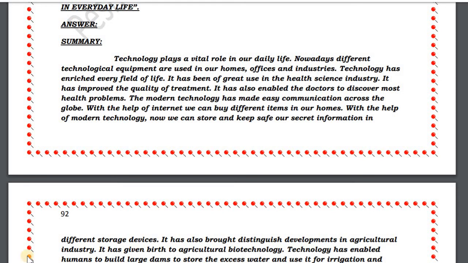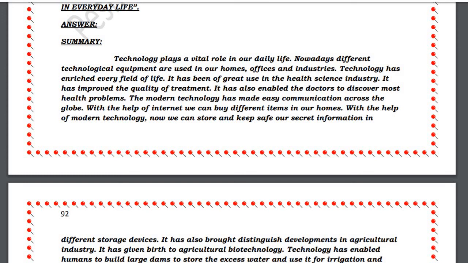The modern technology has made easy communication across the globe. अब दुनिया भर में इसने मवासलात को आसान कर दिया है. Clear? With the help of internet, we can buy different items in our homes. घर बैठे हम बहुत सारी अशिया मंगवा सकते हैं, खरीद सकते हैं.